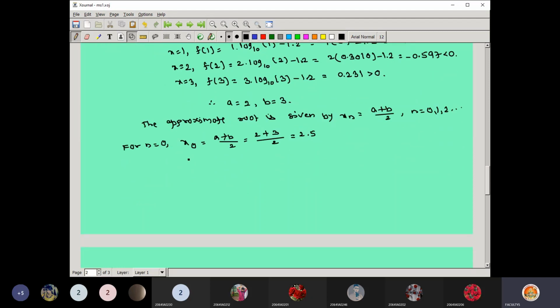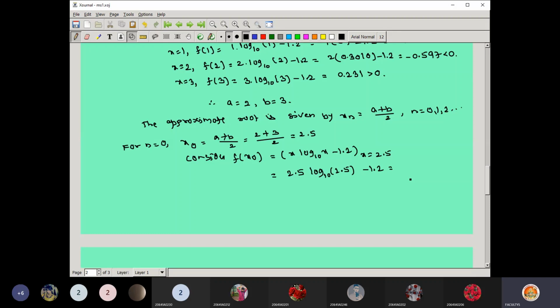And this approximate root, now you are substituting in the given expression. Consider it is f of x naught. Shall I directly substitute that value? Write down your expression x log x minus 1.2. There you are supposing x equal to x naught means 2.5. So 2.5 logarithm of 2.5 minus 1.2. So give me the answer.